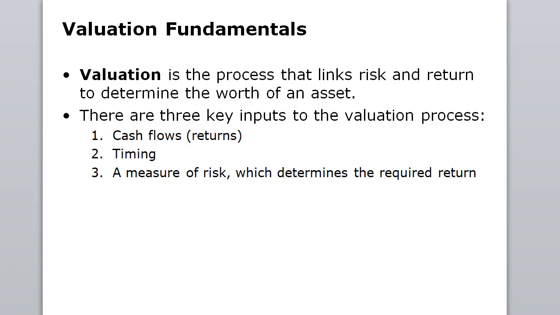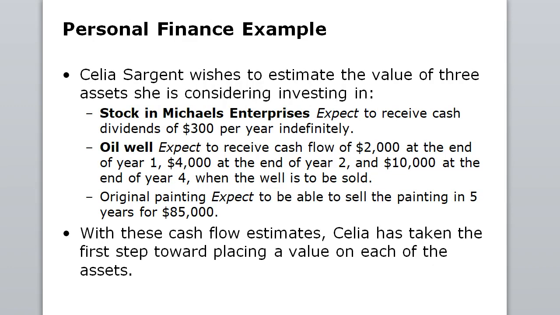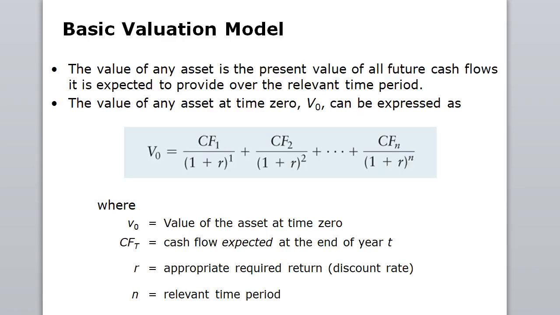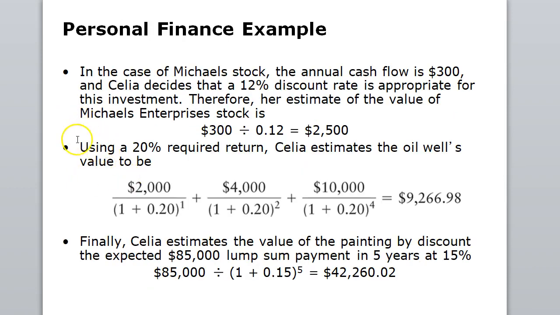So valuation. How do we value bonds? There's a valuation process, and the three key inputs are cash flows, timing, and the measurement of risk, which determines the required return. So let's skip the personal example. Here is the basic valuation model. In this model, we're using the basics of time value of money to discount the future cash flows to create a value of the bond. So we add up all the future cash flows discounted with the time value of money, plus the payout of the par value, to calculate what the value of the bond is currently.